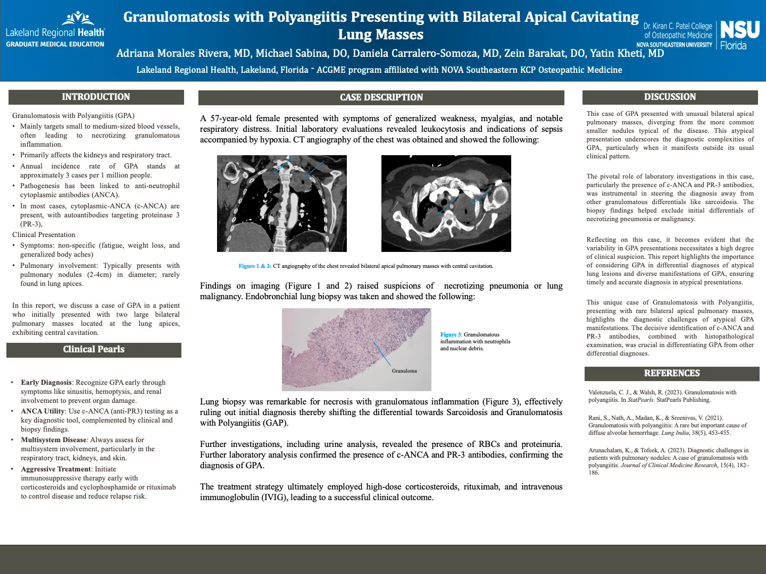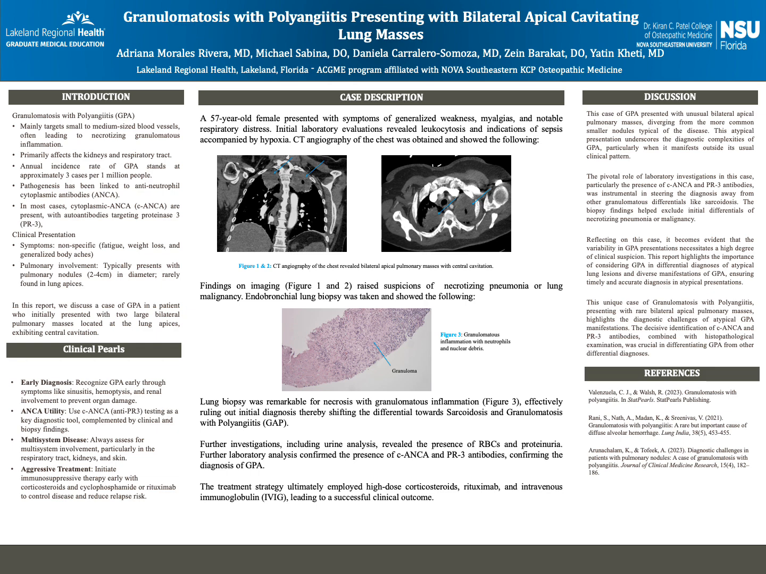Always consider the possibility of GPA affecting multiple systems, particularly the respiratory tract, kidneys, and skin. Early initiation of immunosuppressive therapy using agents like corticosteroids and rituximab is essential for controlling disease activity and preventing relapses.